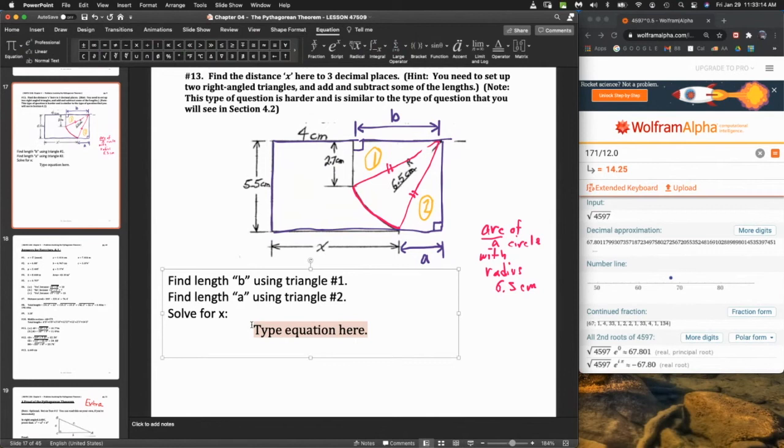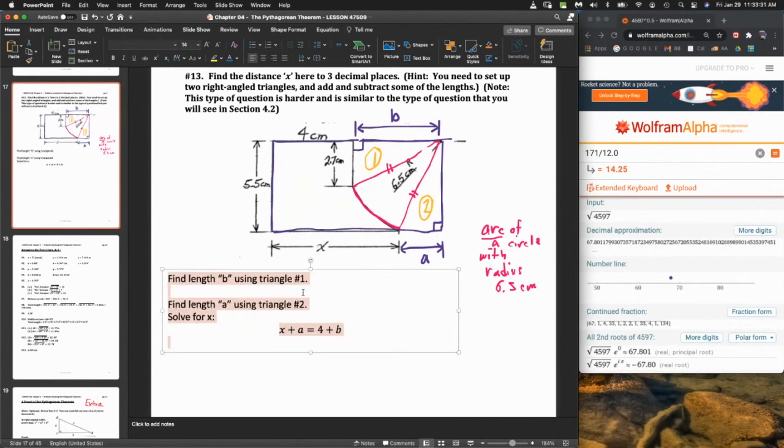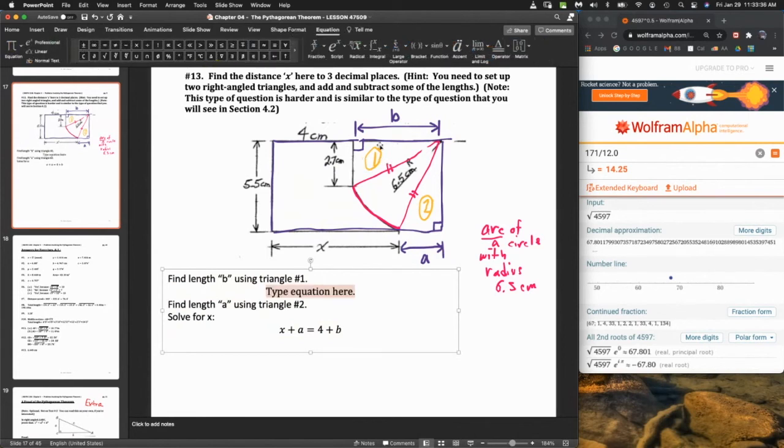Now, this is the last step of the question. And you might say, hey, why are you doing the last step? Because the last step is easy. X plus A equals 4 plus B. And as Mabubi said earlier, yeah, you need to get B here. So let's get that B, and let's get that A, and then let's high-five each other and move on. So from triangle number 1, what is the longest side of that triangle? What is the longest side in this triangle here? That's correct. It's 6.5. So b squared plus 2.7 squared is 6.5 squared.